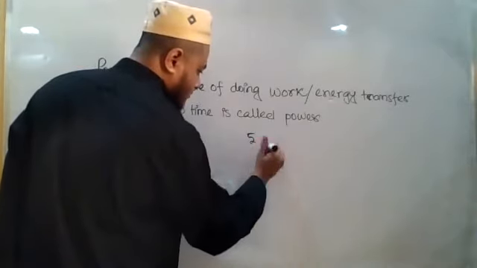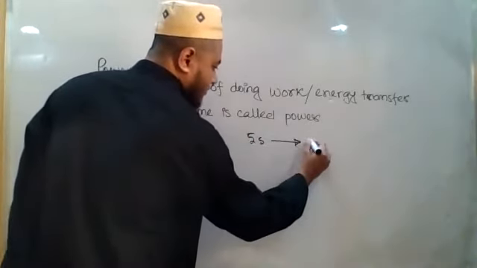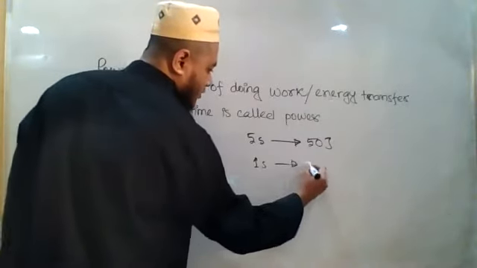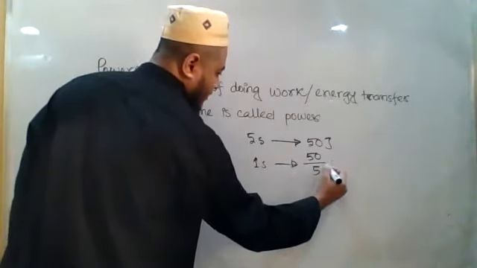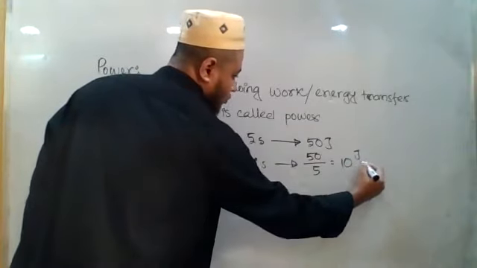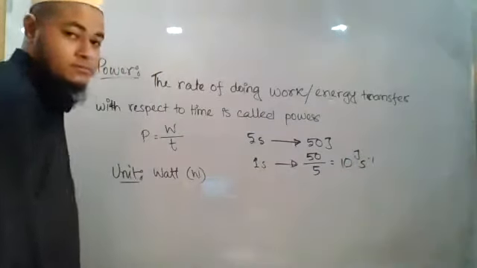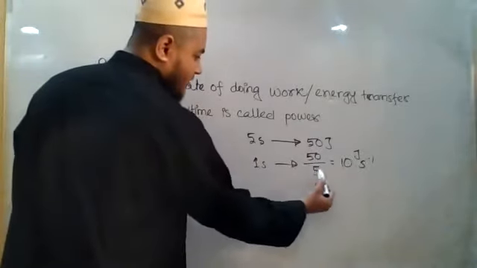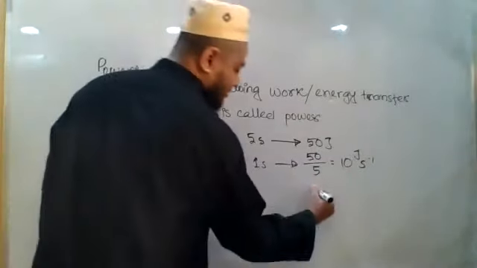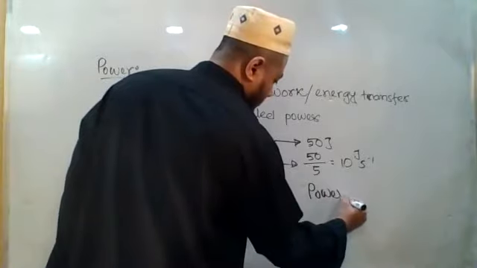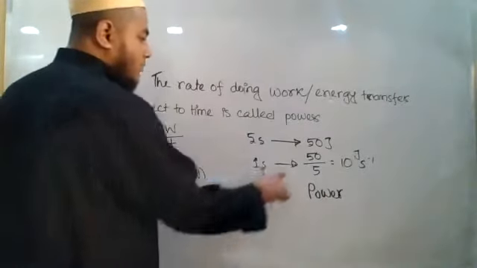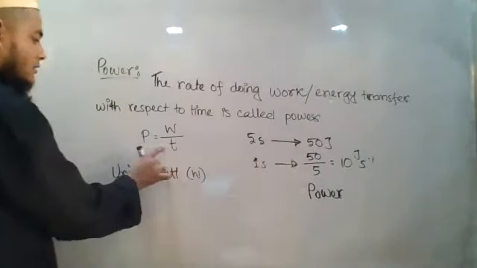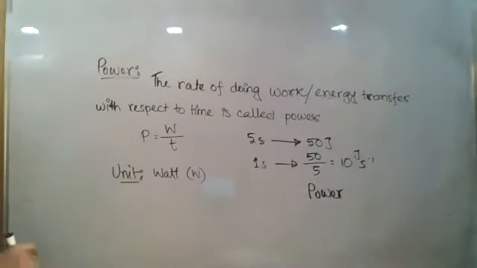Now, for example, if I say that in 5 seconds someone did 50 joule of work, then in 1 second, how much work will he do? 50 divided by 5 is 10 joule per second. Right or wrong? 10 joule per second. This is power. So you can see that to calculate power, we divide the amount of work done by time taken, T. That is why P is equal to W divided by T.